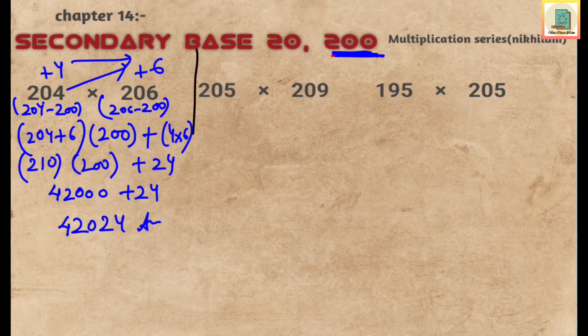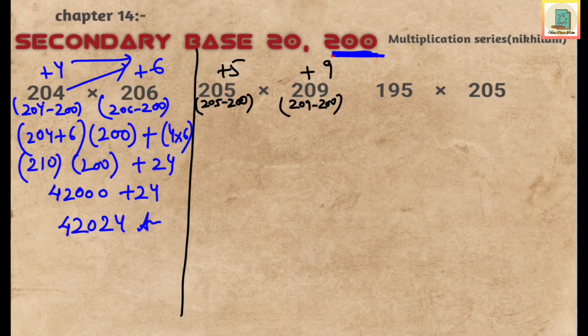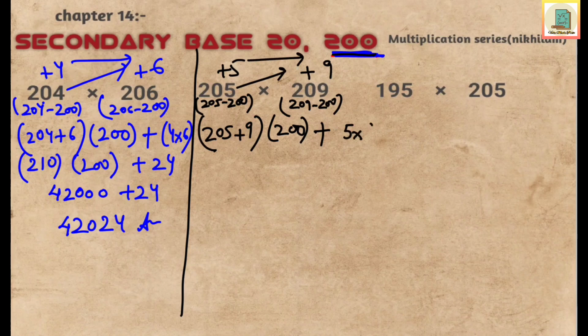Now let's understand the next question. The next question is 205 multiplied by 209. So let's find out the deviation first. 205 minus 200 gives you plus 5 as deviation, and 209 minus 200 gives you plus 9 as deviation. Now first number plus the second deviation, so 205 plus 9, multiply by the base, which is 200, plus multiply the deviations, which will be 5 multiplied by 9.